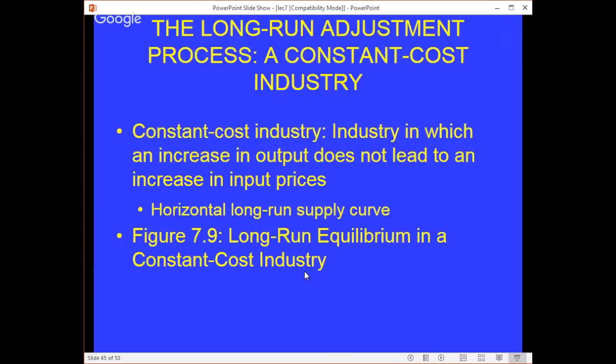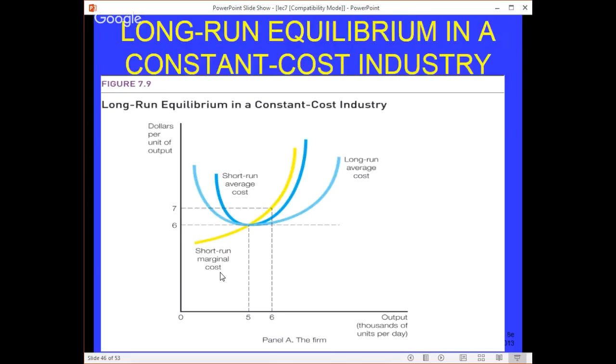Now, in general, for that to be true, what I was assuming was that costs or input costs remain constant. So in a constant cost industry, an industry in which the increase in output does not lead to an increase in input prices, I have a horizontal long run supply curve, like this.